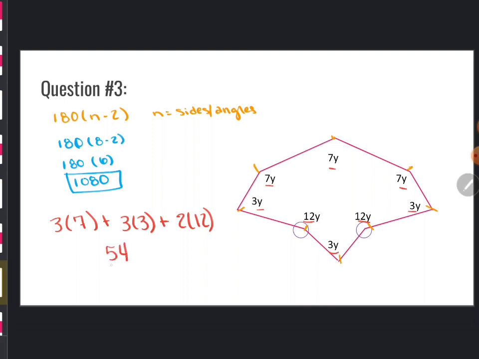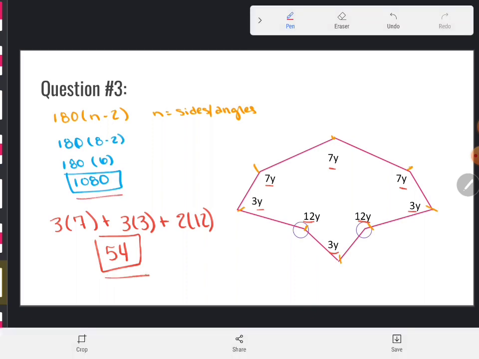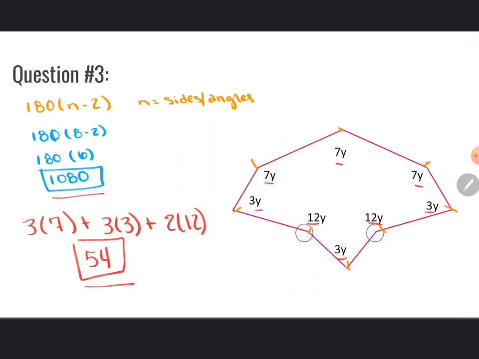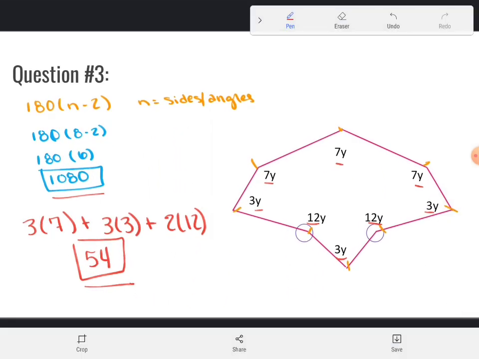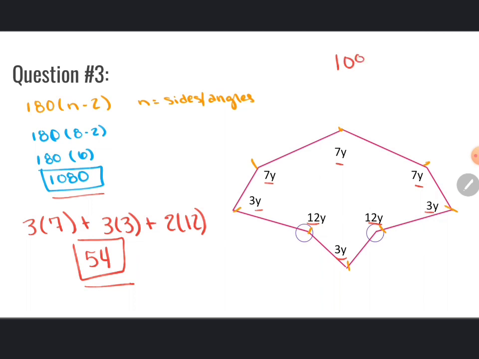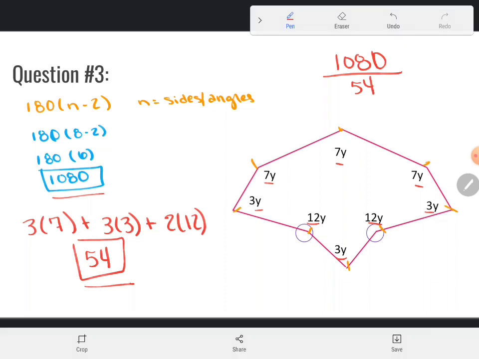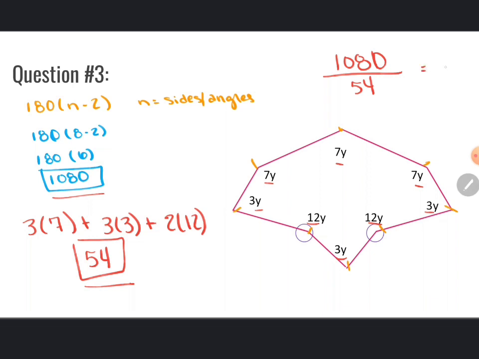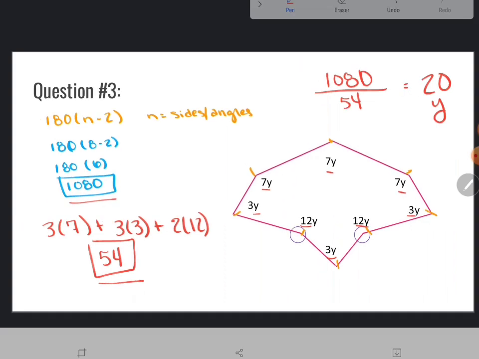So this is where the easy stuff comes in. We have our total, and we have how many of each y we have. So we're going to do 1080 divided by 54, which will give us 20. So y is going to be 20.